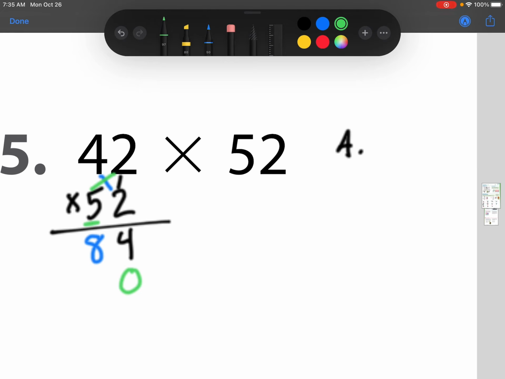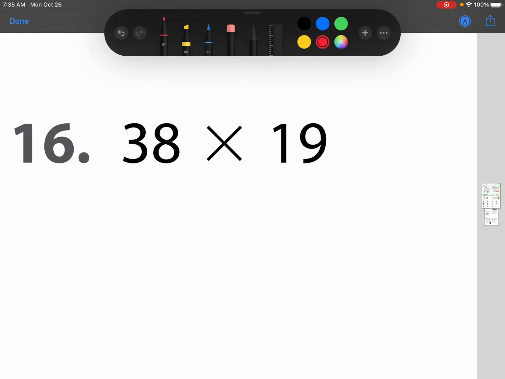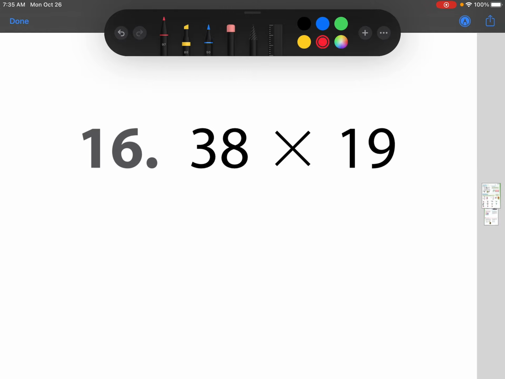5 times 2 is what? It's 10. So I put a 0 down, regroup that one. And then I have 5 times 4 is 20, plus 1 is 21. So let's add them up, and I got 2,184 for our answer. And our last one, we're going to use partial products, just so we can go back and forth between those two, so that we have these two strategies.